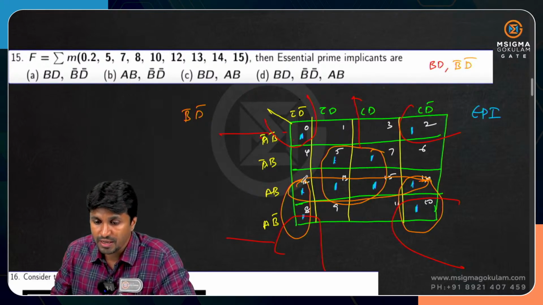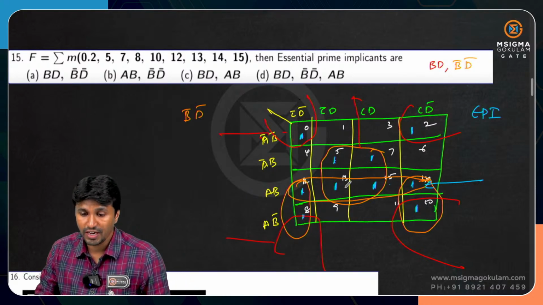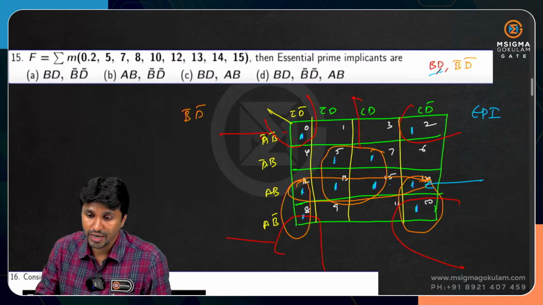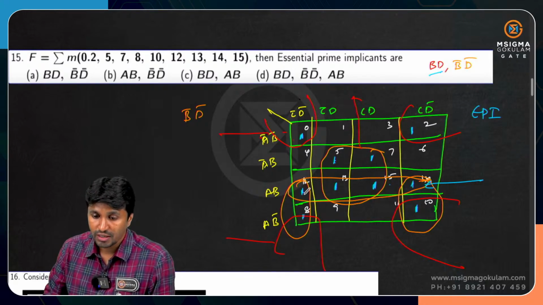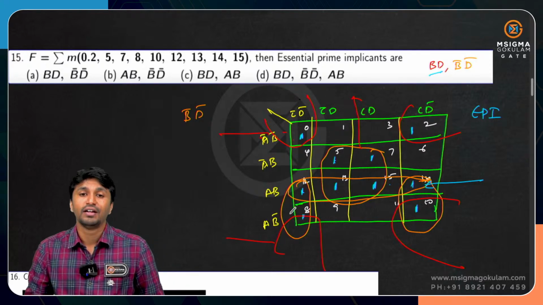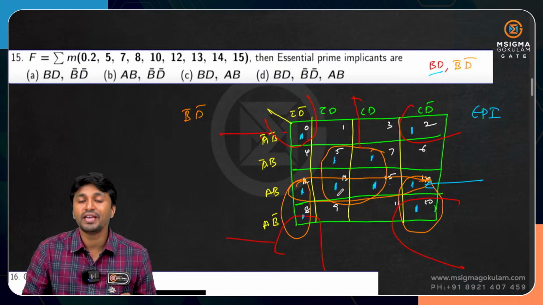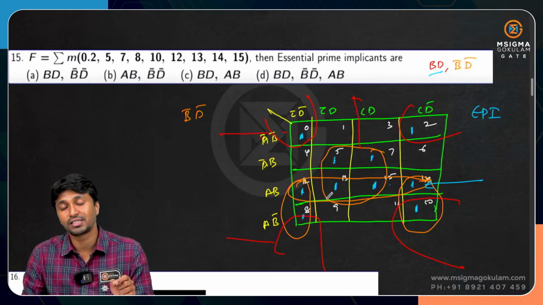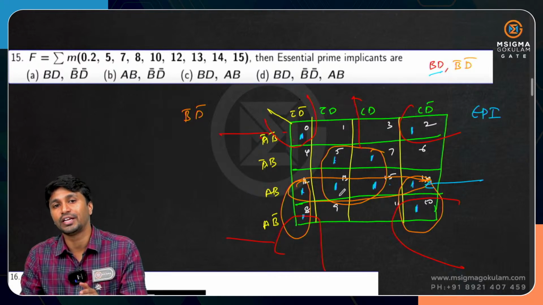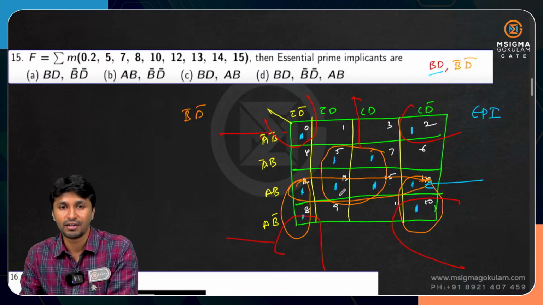Look at this one, AB. Look at the min terms included in AB. The min terms 15 and 13 are already included in BD, right? And also the other two min terms, 12 and 14, are already included in the other prime implicant. So therefore AB is not an essential prime implicant, because AB does not consist of any min term which is not included by any other prime implicant.